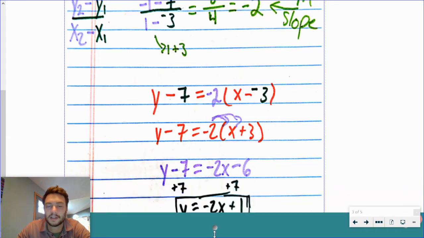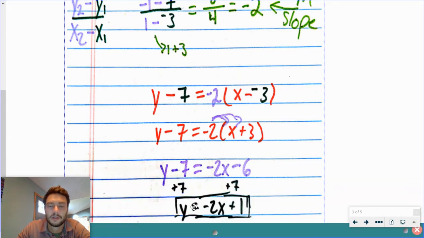All right, and then just add that 7 over. If you add that 7 to both sides, we get y equals -2x plus 1. Wow, beautiful. All right. So that is kind of the big picture, right?